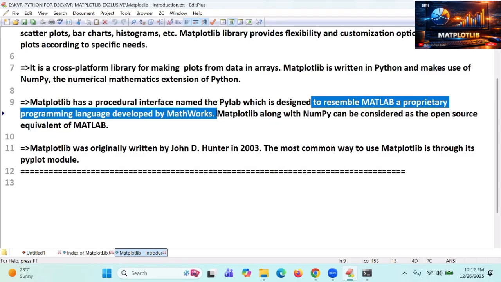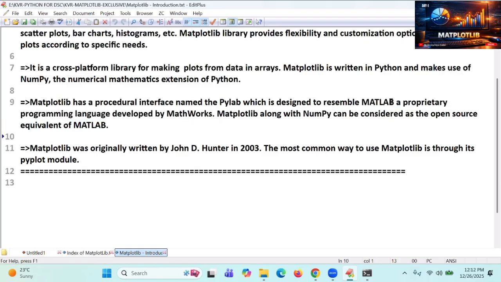He was a scientist before, John D. Hunter. Before NumPy, there was a Numeric library developed by Jim Hugunin. NumPy was developed by Travis Oliphant, who read the Numeric library of Jim Hugunin. Like that, John D. Hunter also first looked at MATLAB and developed Matplotlib like this.